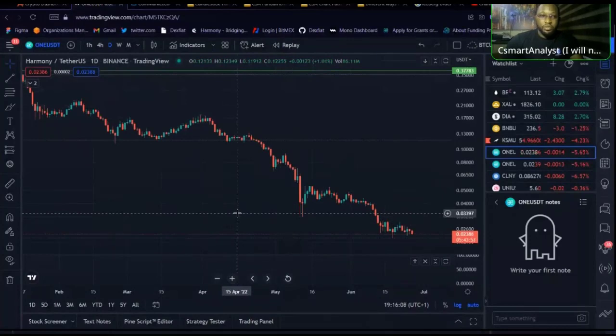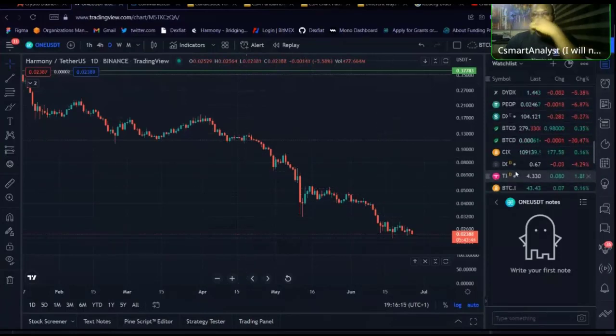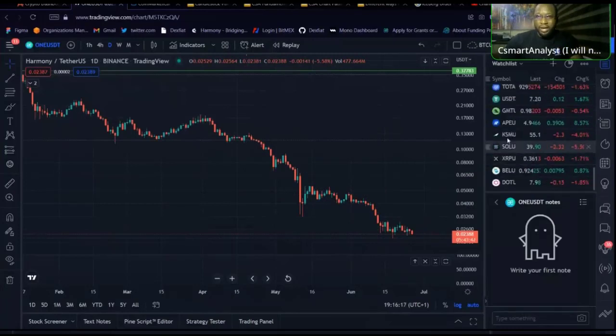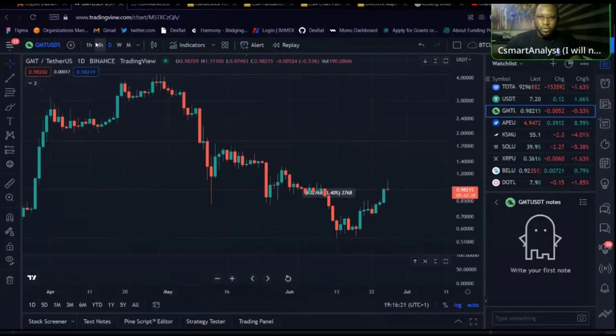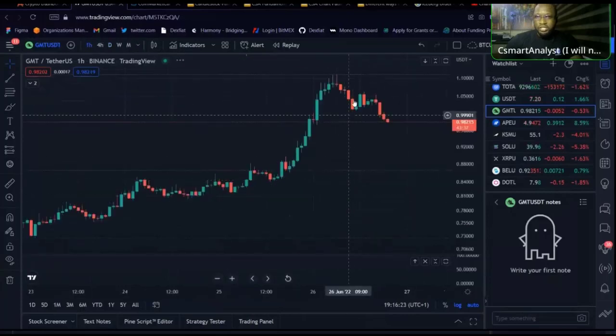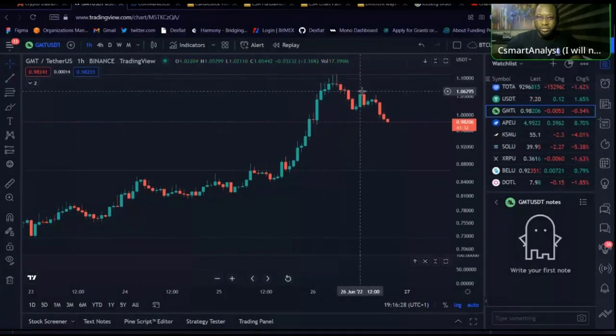I was going to drop a signal for GMT today, but I already shorted it. It was on the 1 hour time frame. I already shorted GMT at around 1.0, around this region, right? Just around here.